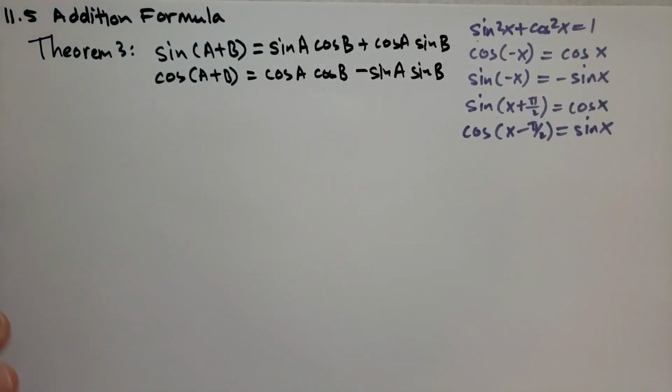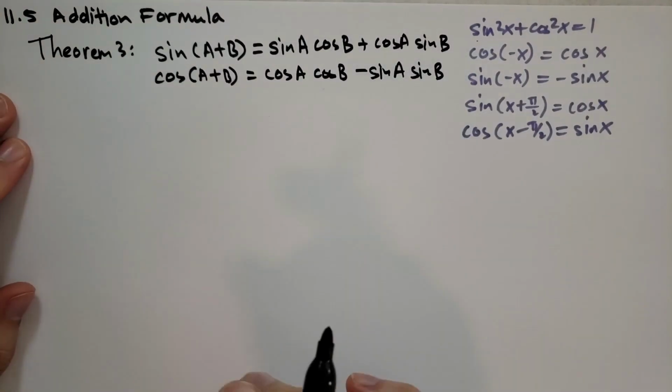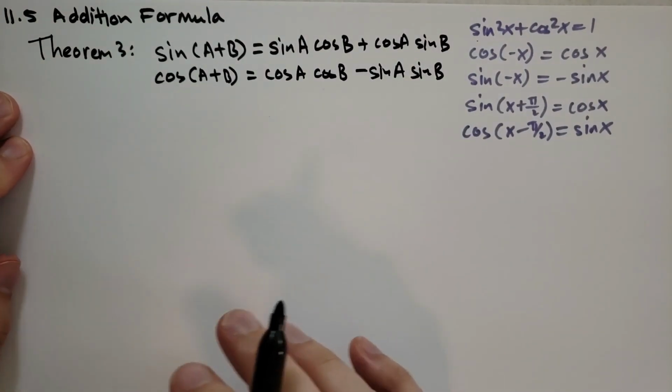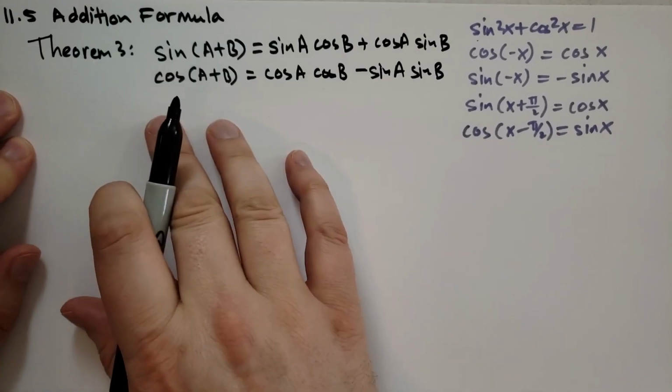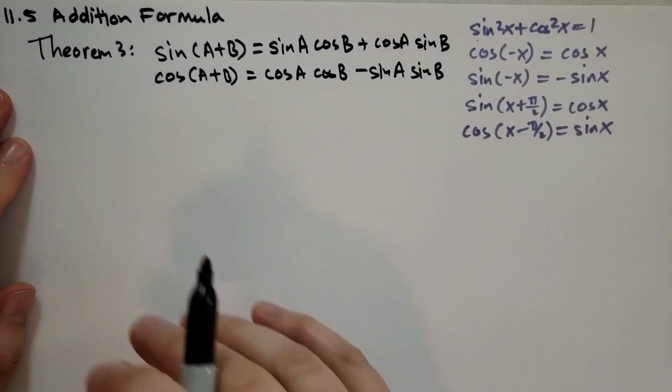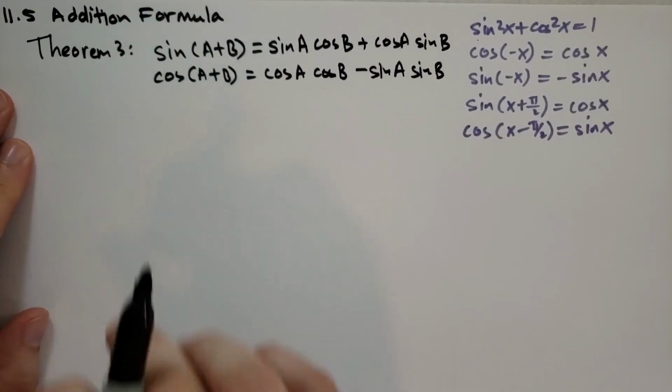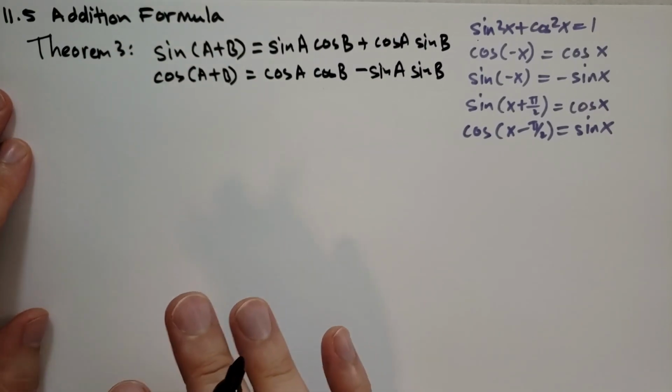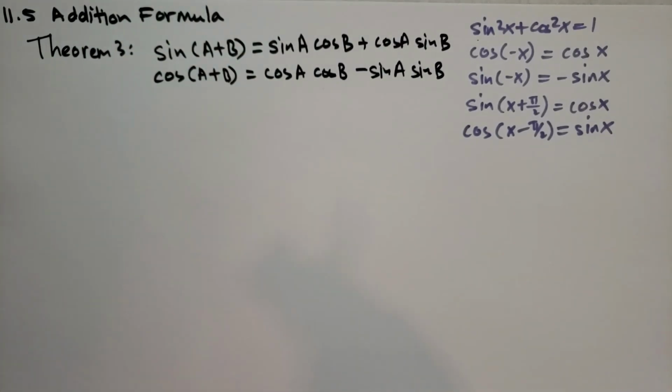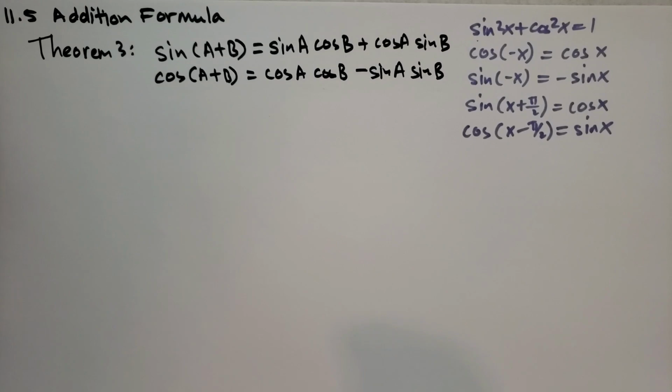Let's prove this. And in order to prove this, we'll prove the second formula first. The way we're going to prove this is we're going to find the distance between 2 points that have been rotated through the angle A plus B. Okay, and this distance will relate. We're going to take the distance two ways in two different coordinate systems, and this will relate cosine of A plus B with cosine of A and cosine of B and sine of A and sine of B.